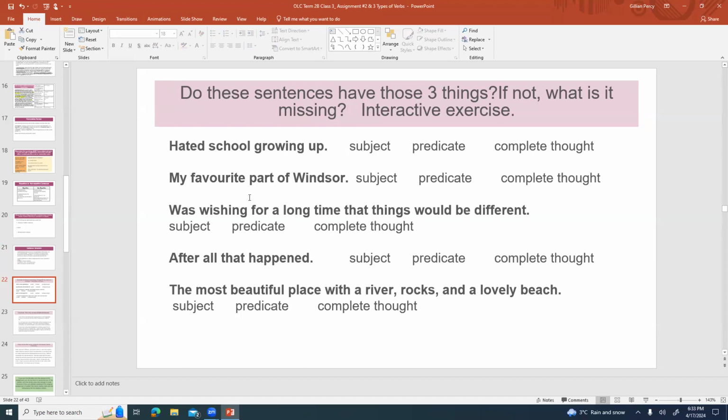What is missing? Hated school growing up. Okay. Well, it starts with a verb. That's a good sign that I'm probably missing my subject because you can't tell who's doing the hating.